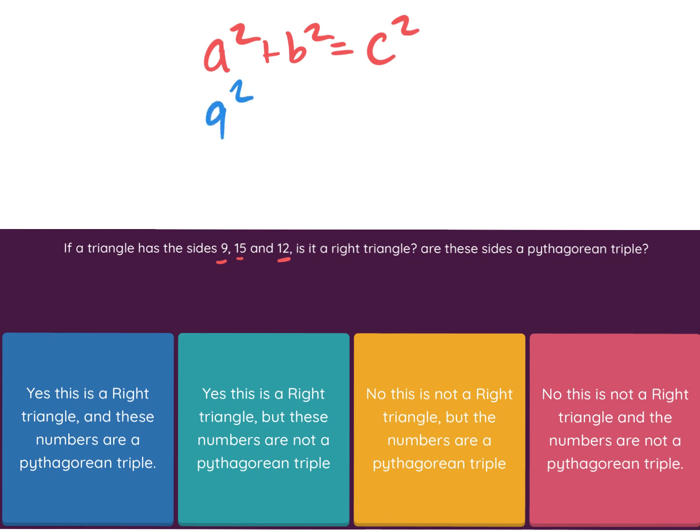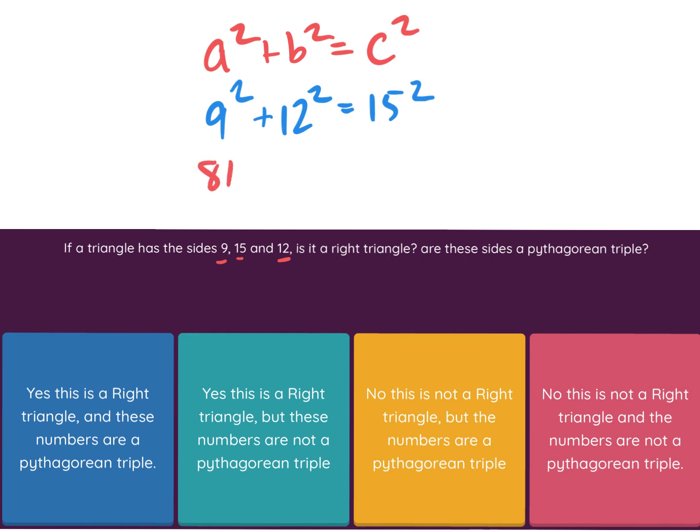9 squared plus what? Good, 12 squared. Even though we see 15 next, don't write 15. Remember, the longest side is a hypotenuse. The longest side is a c value, so 15 squared. So we need to verify this. Does 9 squared plus 12 squared equal 15 squared?